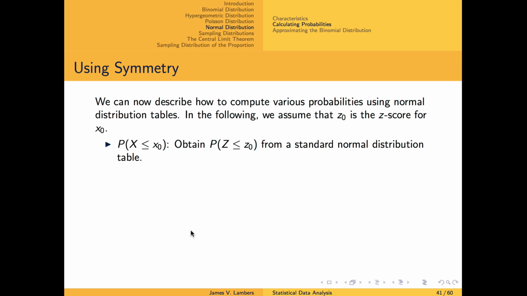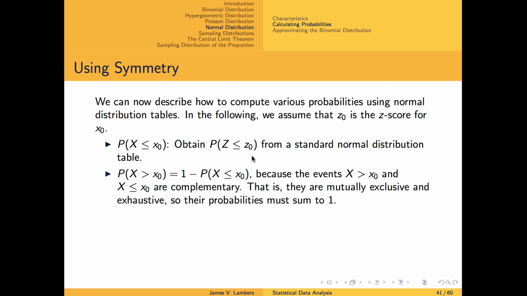Then, if capital Z follows the standard normal distribution, the probability that capital X is less than or equal to x naught is the same as the probability that capital Z is less than or equal to z naught, which we can obtain from a table. We also see here how other probabilities can be obtained, using properties of probability and the symmetry of a normal distribution. Since capital X is either less than or equal to x naught, or greater than x naught, these probabilities must sum to 1, so we can use that to easily obtain the probability of capital X greater than x naught with the aid of a table.